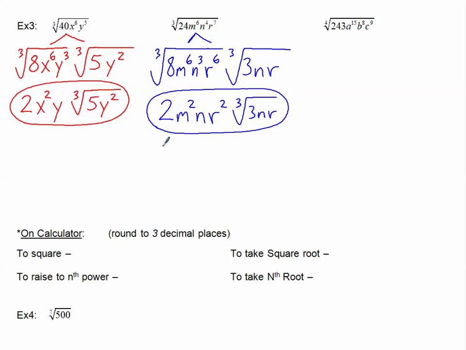This is simplifying nth root radicals. Let's look at our last one. This time we're talking about a fourth root. Fourth root of 243. Let me go to my table.